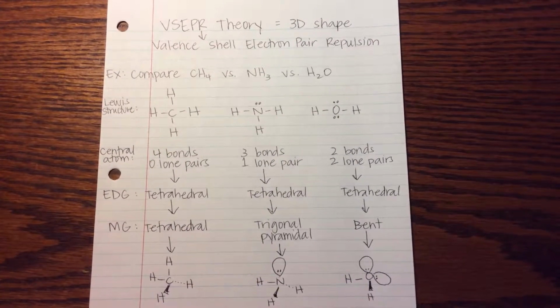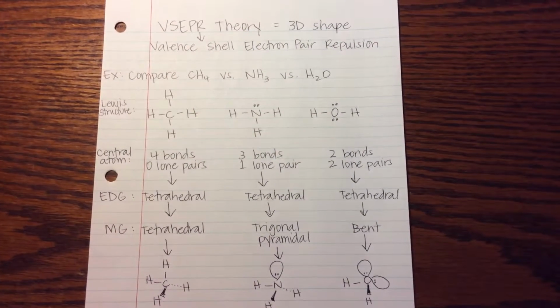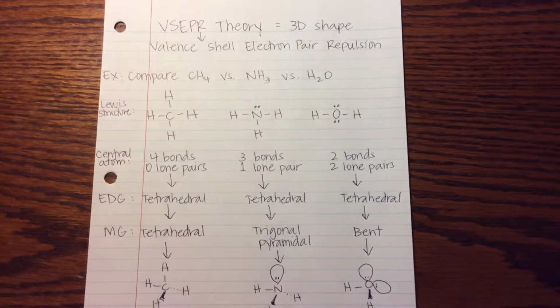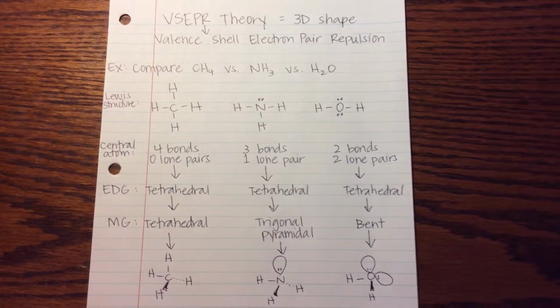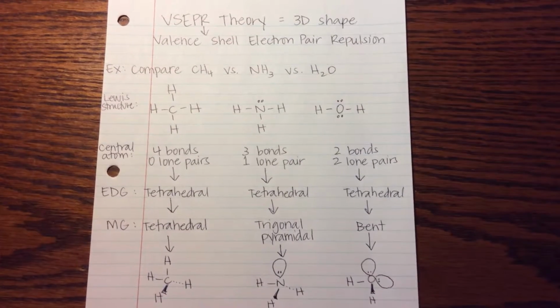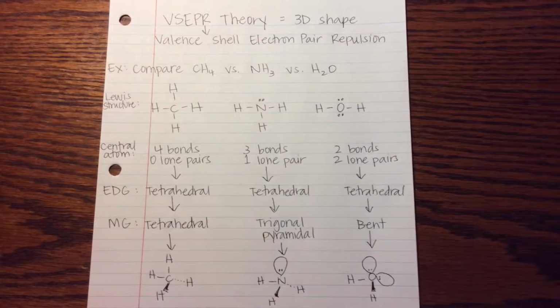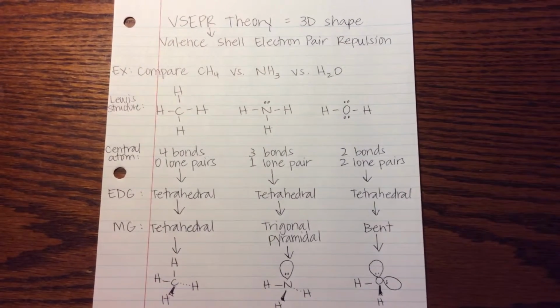Let's talk about VSEPR theory. VSEPR stands for Valence Shell Electron Pair Repulsion. And basically what this means is that any lone pairs of electrons are going to want to get as far away from each other as possible. So that's the quick and dirty explanation of it.